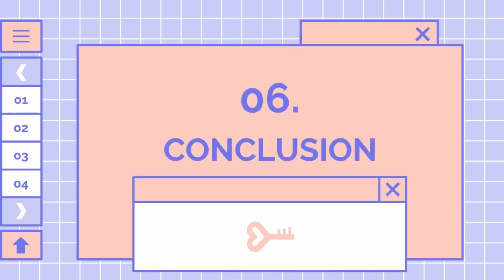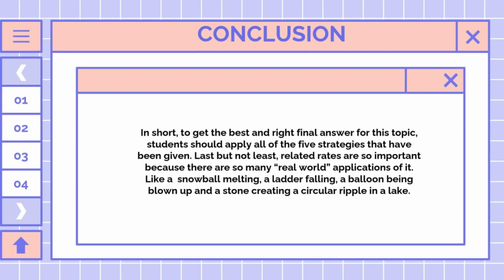Lastly, conclusion. In short, to get the best and right final answer for this topic, students should apply all the 5 strategies that have been given. Last but not least, related rates are so important because there are so many real-world applications of it, like a snowball melting, a ladder falling, a balloon being blown up, and a stone creating a circular ripple in a lake.